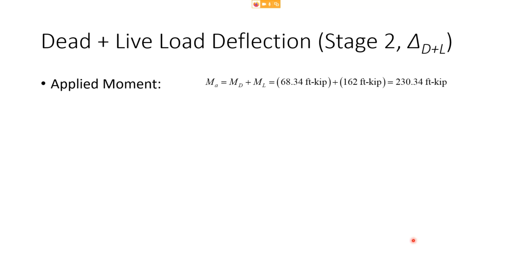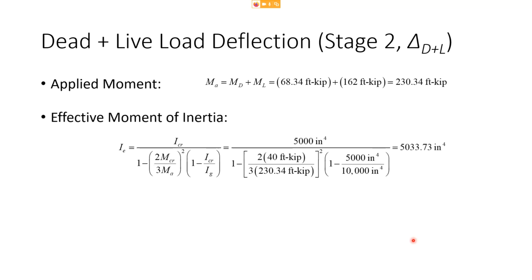Once you've got your applied moment, you recompute your effective moment of inertia, and you get 5033.73 inches to the 4th. Again, it's the exact same numbers from the previous slide. The only thing that's different is instead of an MA of 68.3, it's an MA of 230.3. Now, one check to make sure that you're doing the calculations right: if you go from stage 1 to stage 2, the moment increased. If the MA gets larger, your IE value should get smaller.